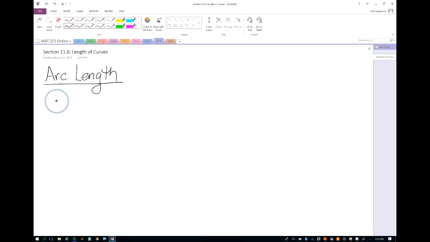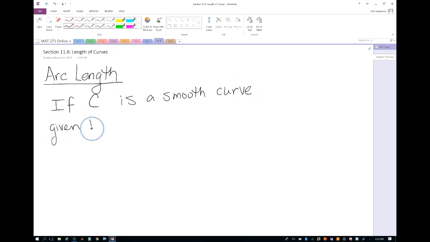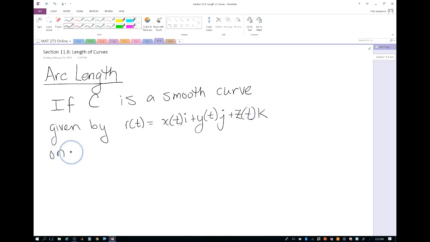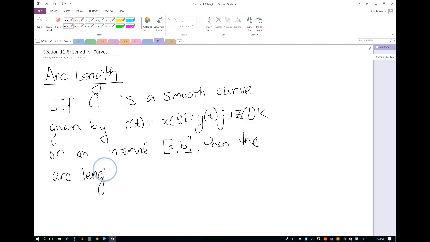still really similar. So if C is a smooth curve given by r of t equals x of t i plus y of t j plus z of t k on an interval a to b, then the arc length of C on the interval is given by the following formula.